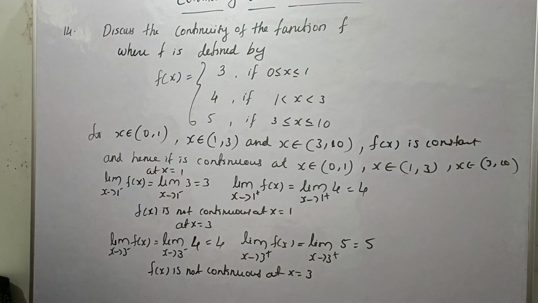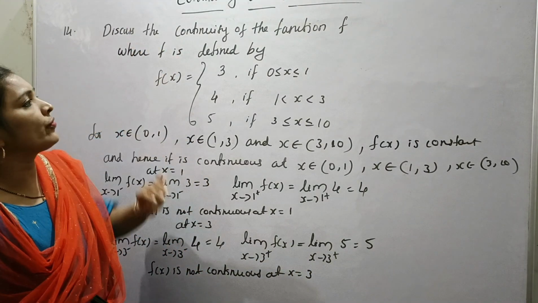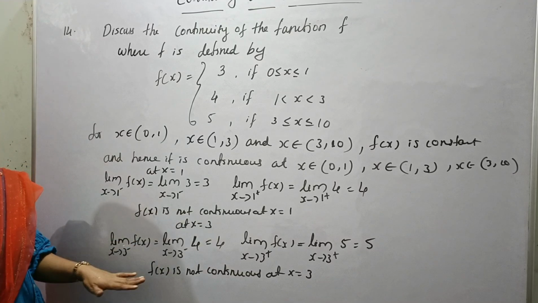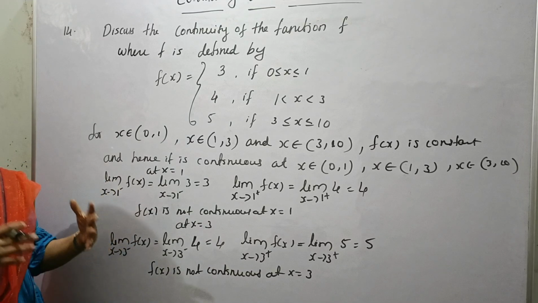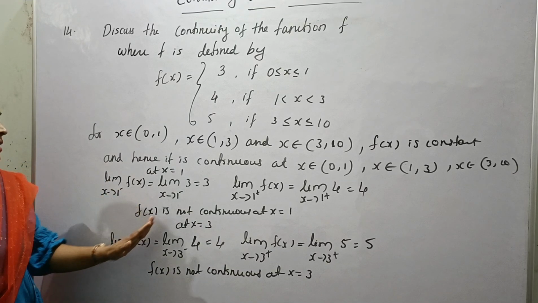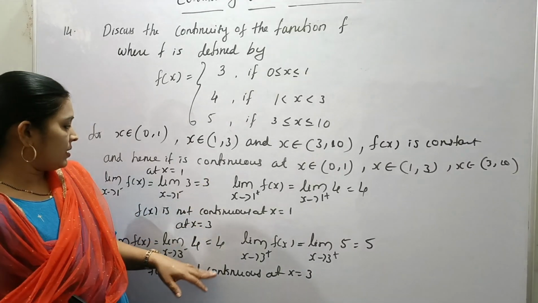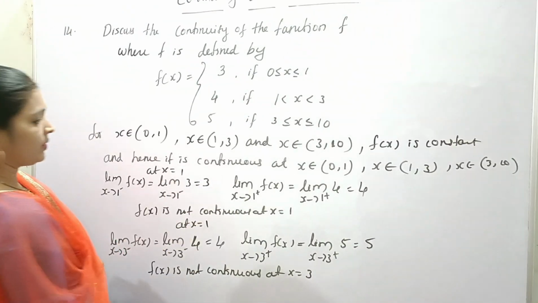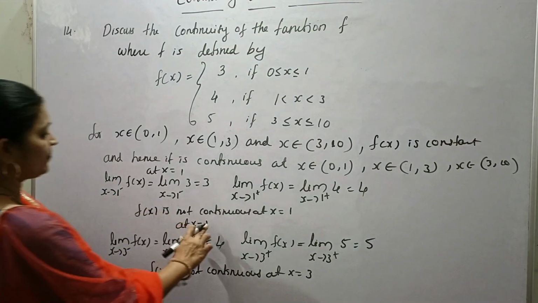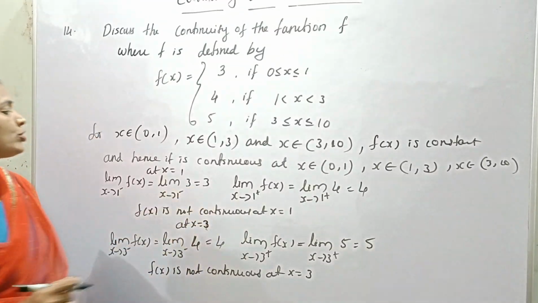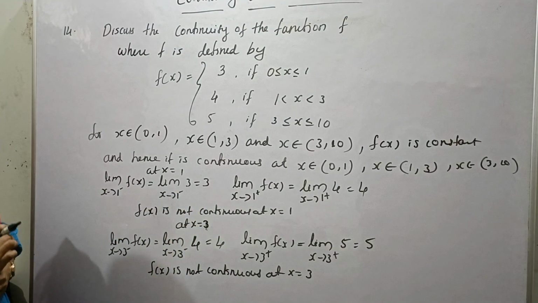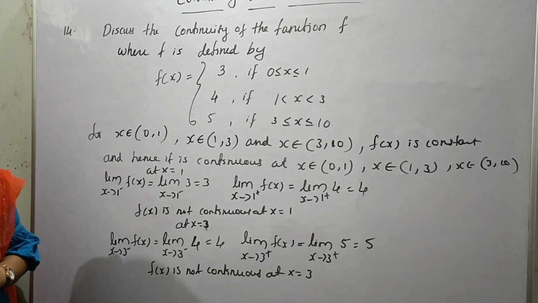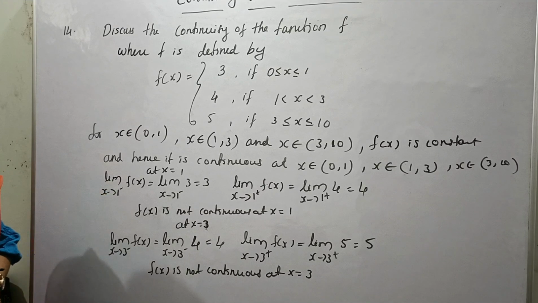Okay. So here we have to discuss the continuity of the function f. So here we can say the given function is not continuous at x is equal to 1 and at x is equal to 3. This function is discontinuous.